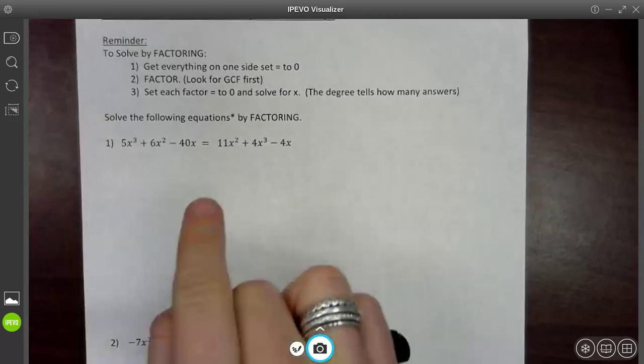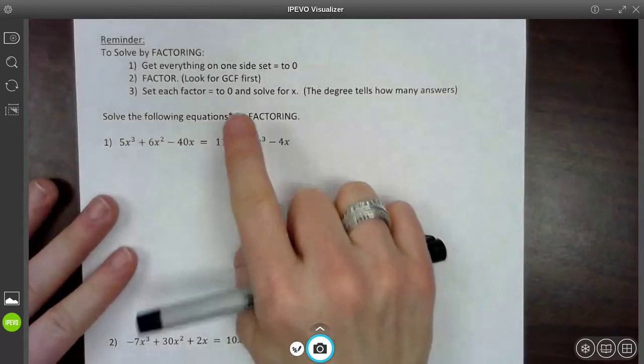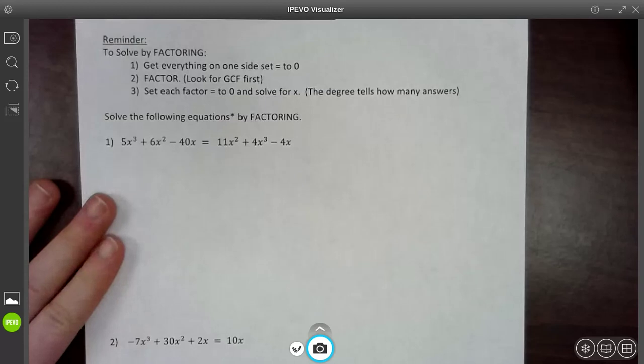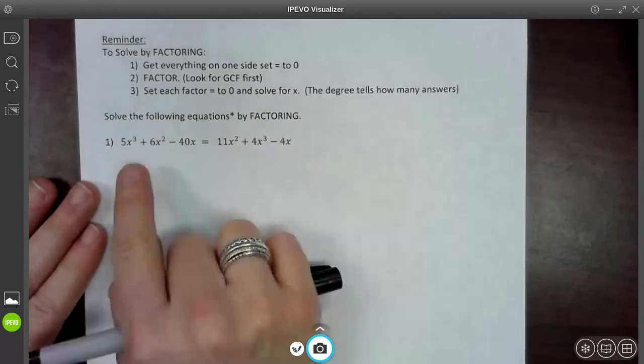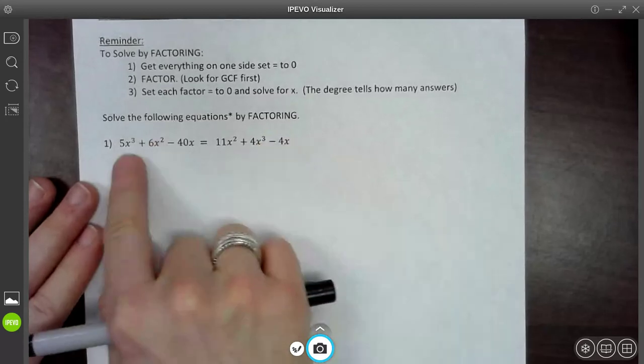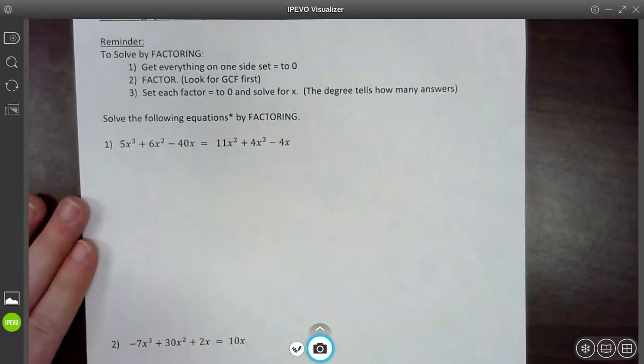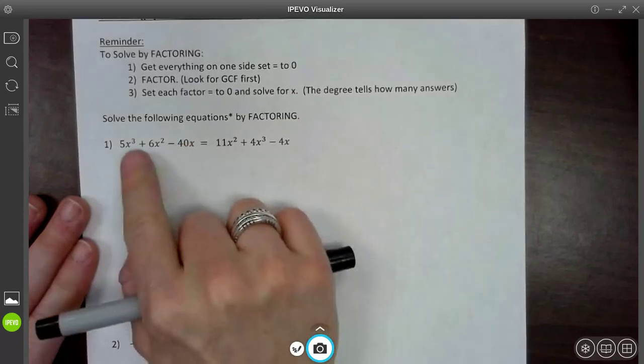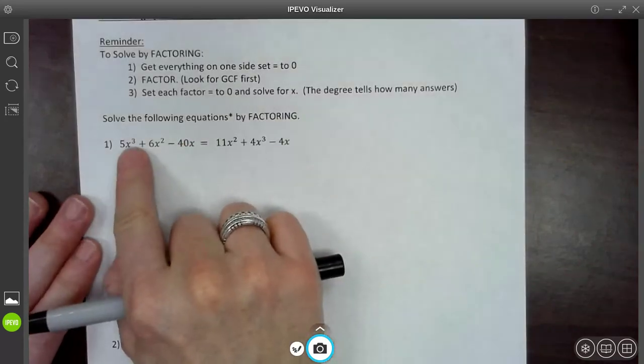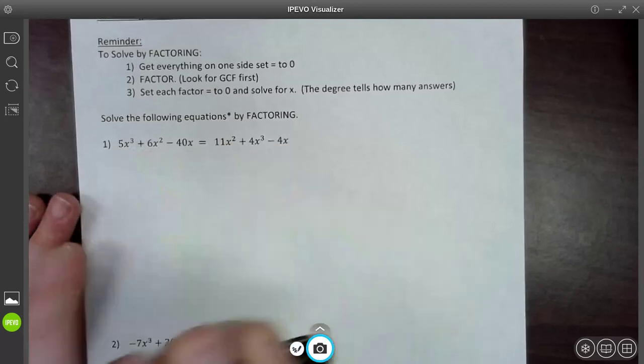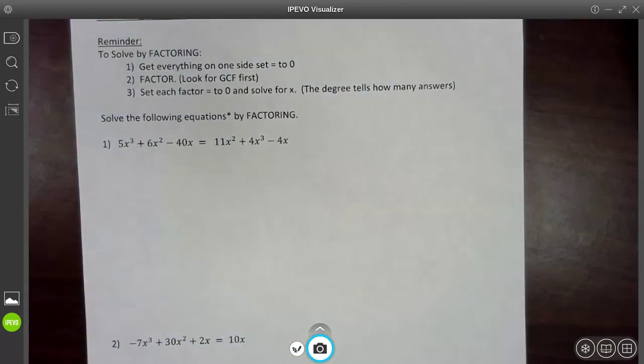I asked you to solve the following equations, and I put a little star because I just called them equations. I didn't call them quadratic equations by factoring. All right, so if you look at this equation, the first thing you should notice is that this is not a quadratic equation. This is a degree 3 equation. The highest exponent on a variable is 3. So this is a degree 3, which technically I have not taught you how to factor yet. You only know how to factor degree 2s, quadratics, all right?